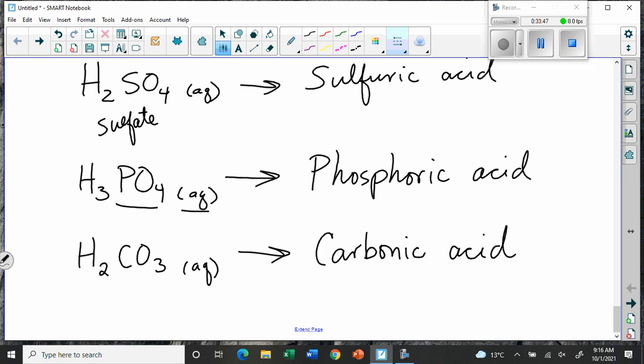Carbonic acid is often found in pop. Right? The acid of pop. In fact, if you take carbon dioxide and you put it into water, it will react with the water and it will produce carbonic acid. And that's one of the things that makes pop all bubbly and fizzy. And phosphoric acid is also found in pop. Believe it or not, we drink that stuff.